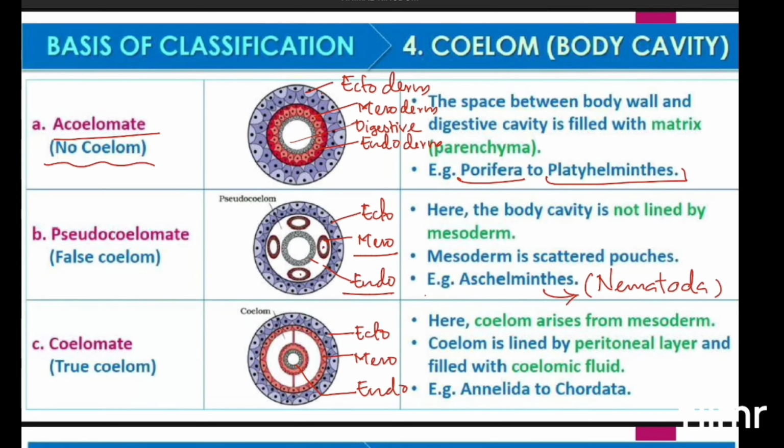You can see 1, 2, 3, 4, right? In between you can see that there will be a body cavity which is not lined by the mesoderm. Normally this body cavity, the coelom, will be lined by the mesoderm, but here the mesoderm is present as scattered pouches. So there is no lining around the body cavity. That's why it is called false coelom or pseudocoelomate, right?